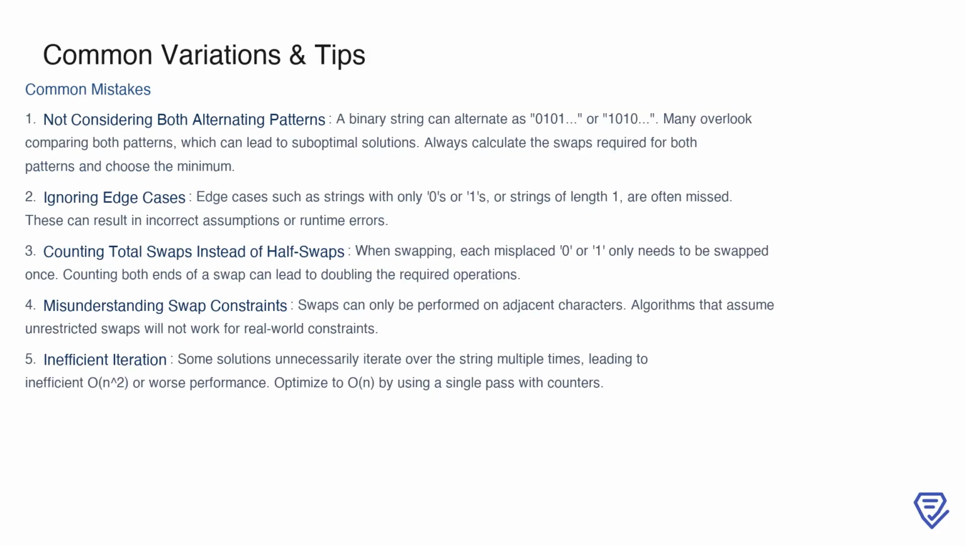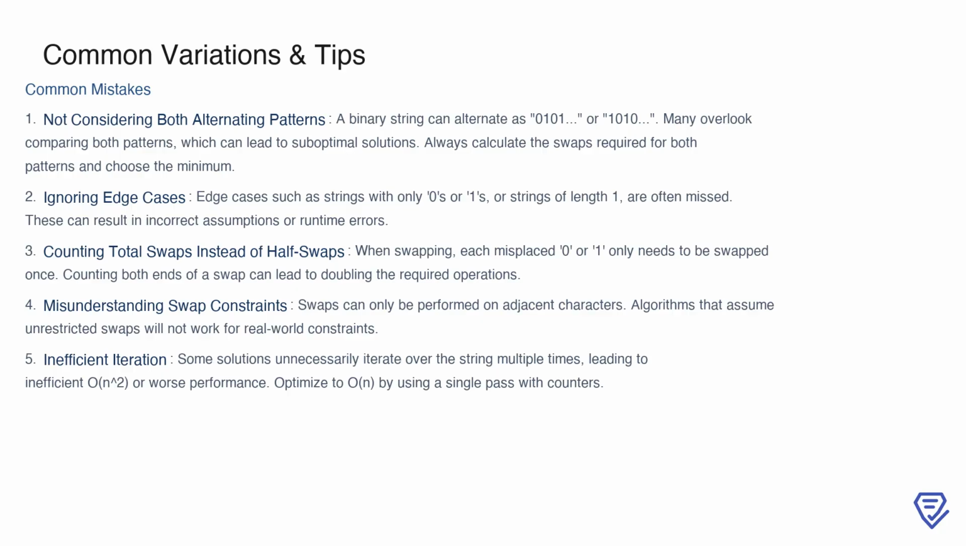When solving this problem, there are several common mistakes to watch out for. First, always remember that a binary string can alternate in two ways, 0101 or 1010. It's easy to overlook this and only calculate swaps for one pattern, but you need to check both and choose the minimum.